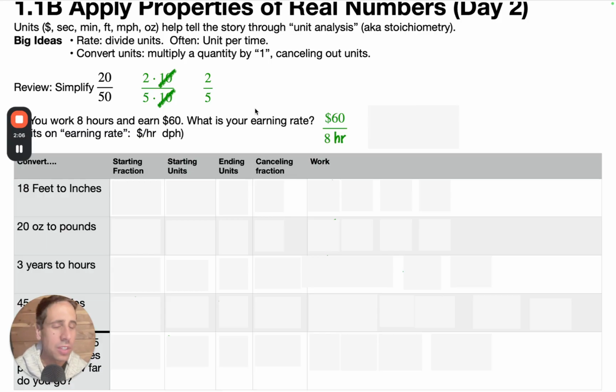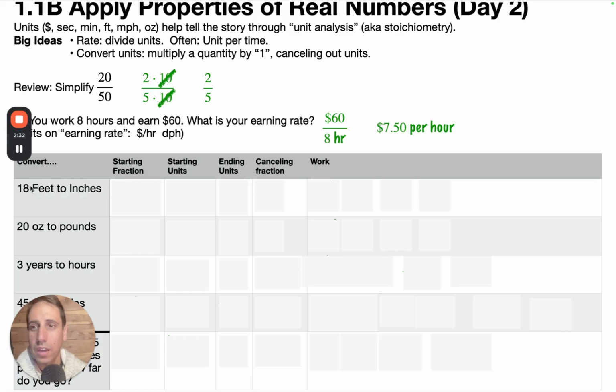And division and fractions are very intimately related, so we're just going to use the $60, then a fraction bar, 8 hours, and that's actually going to simplify to $7.50 per hour. You can grab a calculator, something like this. 60 divided by 8 is 7.5. Okay, so that's kind of the first big idea, divide the units. The second one is going to be converting.